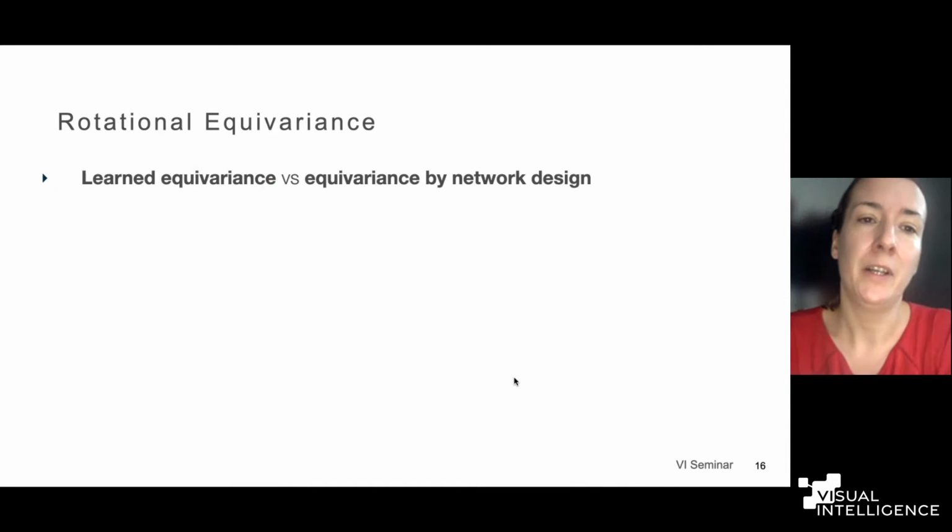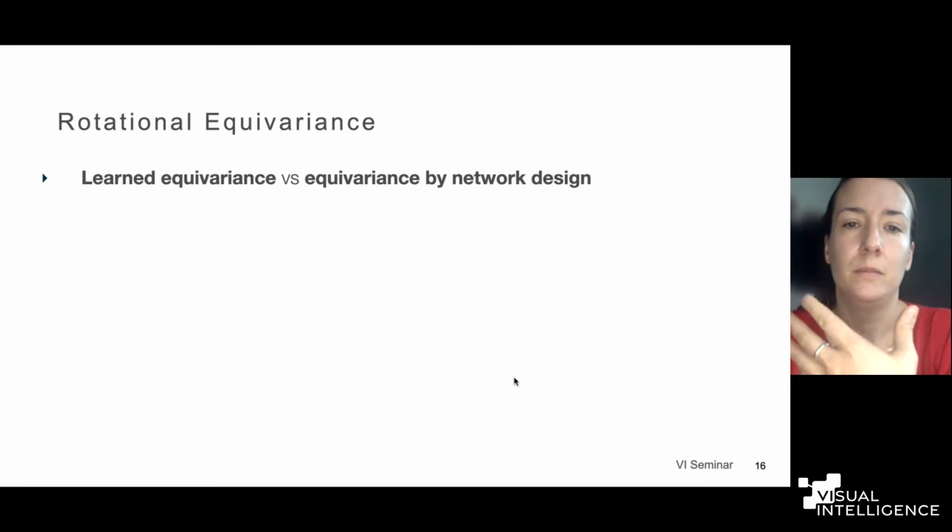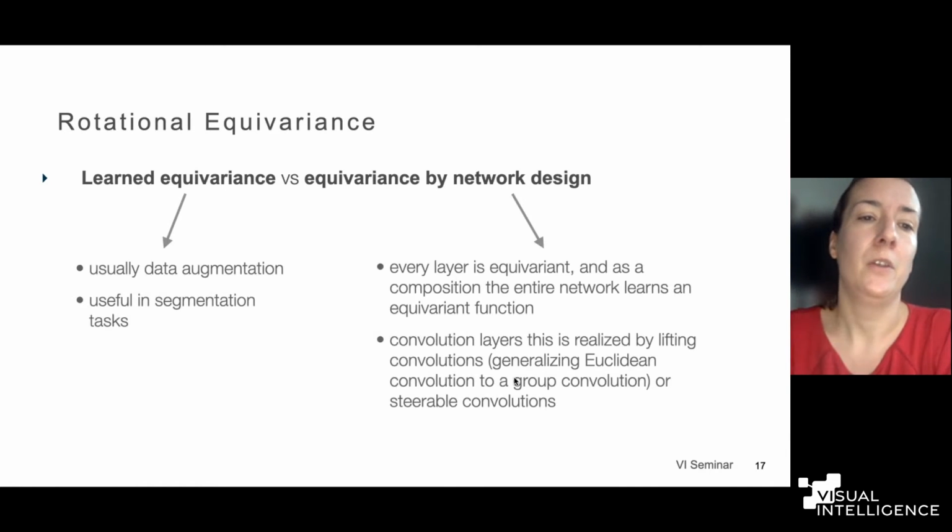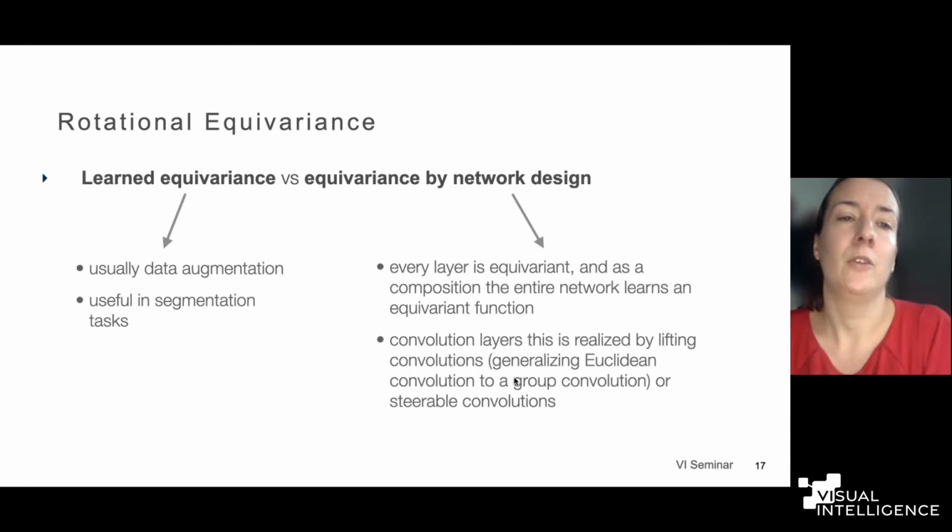And rotational equivariance can be either learned or it can be achieved by network design. So learned equivariance is usually done by data augmentation. So that can be useful in segmentation tasks when I just show differently rotated versions of my input together with the rotated label mask that I want to learn.